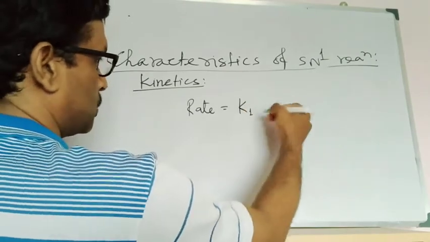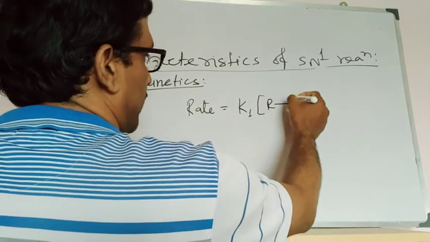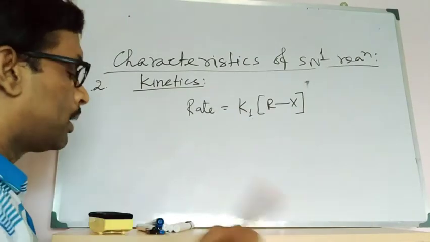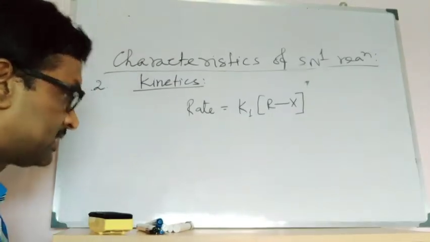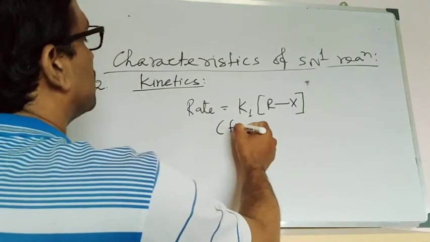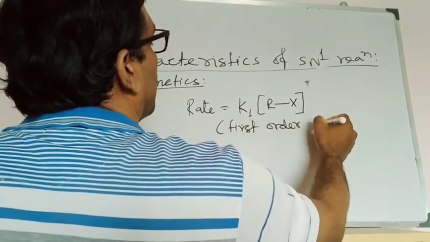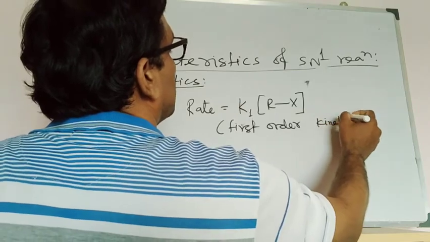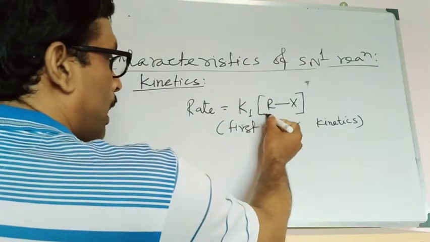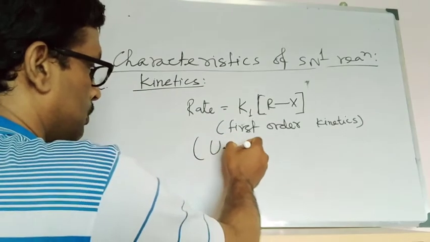Rate equals K1, that means only one, so you may write K or K1, it does not matter. The power of X here should be 1, as only one molecule is involved here. So this reaction is first order, this is first order kinetics. It follows first order kinetics also. As only one molecule is involved in this reaction, this one is unimolecular. Understand? Unimolecular.